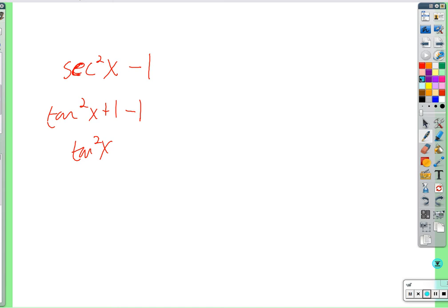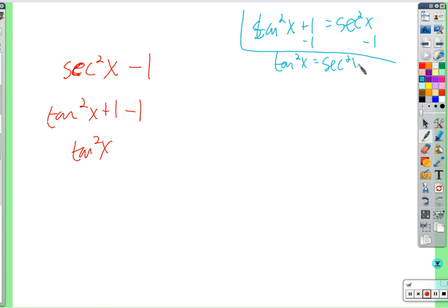If we look back at the first page, we can see that tangent squared x, or theta, or whatever, plus 1 equals secant squared of x. If we subtract 1 on both sides, then we get tangent squared x equals secant squared x minus 1. What we started with and tangent squared are the same, so we could just replace secant squared x minus 1 with tangent squared x, because they're the same. If we manipulate this equation to get one side to look like secant squared x minus 1, then we can just replace it with tangent squared x.